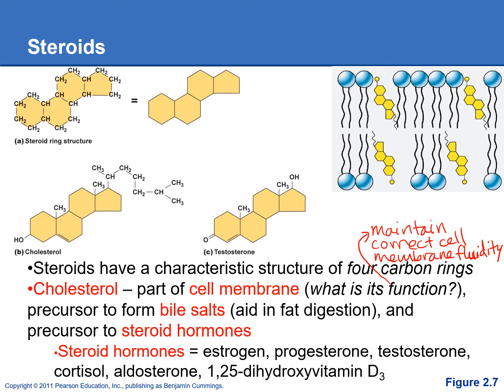And then we also take cholesterol and form that into our steroid hormones. And I've got listed there a lot of our steroid hormones that we're going to be talking about. So all of the sex hormones, estrogen, progesterone, testosterone, stress hormone cortisol, and we'll talk about aldosterone later, and vitamin D3. Those are all made from cholesterol.